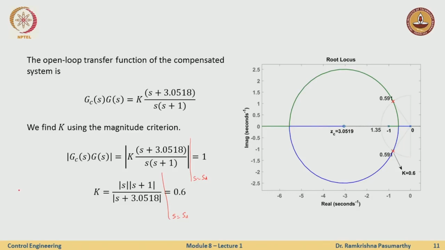Now let us see what is happening with the root locus. The root locus has a pole at 0, a pole at minus 1, and the new 0 here, which is the compensator. This is my controller, and I see that the root locus, which was earlier going up here and going down here, has now been pulled to the left in such a way that the closed loop root locus passes through this point.